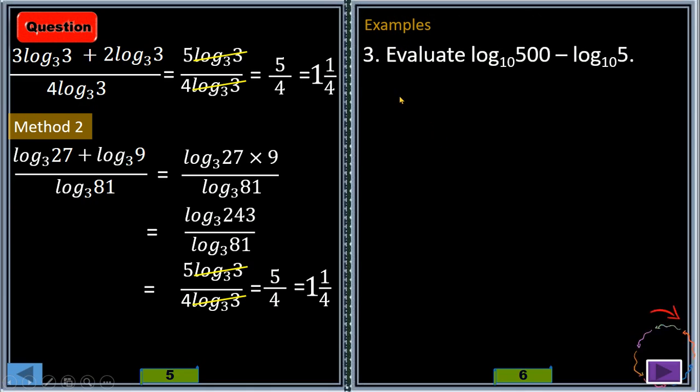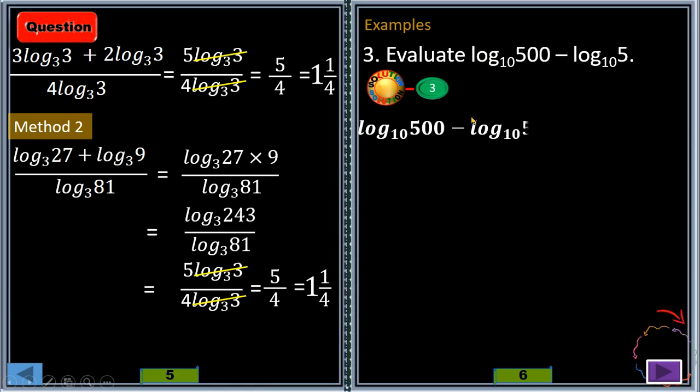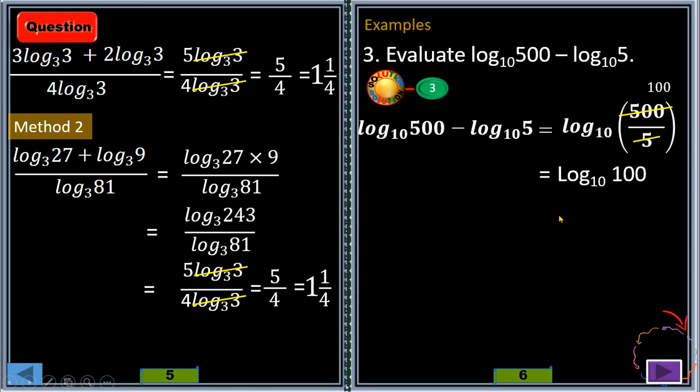Another example, evaluate log 500 minus log 5, all in base 10. Let's see how to solve this together now. That gives us log 500 base 10 minus log 5 base 10. This is the subtraction law of logarithm. So we can change from subtraction to division. So that will give us common log 500 divided by 5. Simplifying that, 500 divided by 5 is 100. That will now give us log 100 base 10.